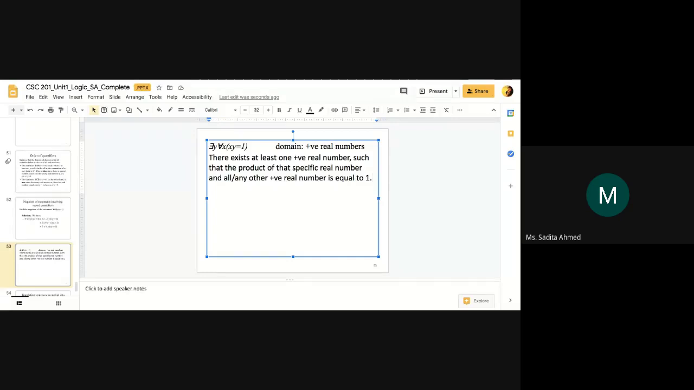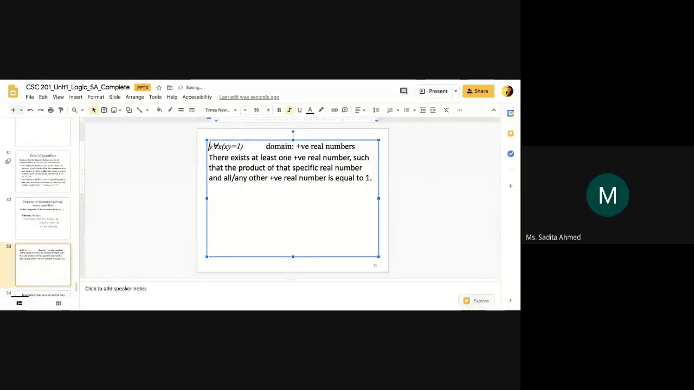Can you find any one real number, just one real number, that specific real number which, when you multiply it with any real number, you will always get 1? Is that going to be true? It's false. It's not going to be the case.